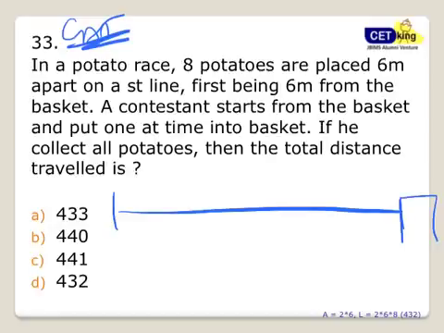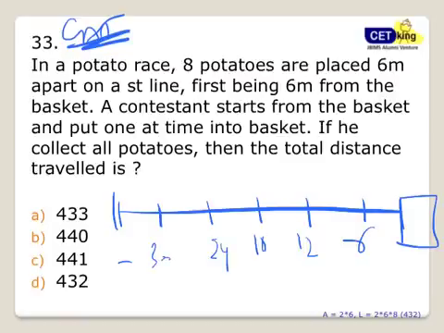This is my basket, suppose. So 6 meters, 6 meters, 6 meters, 6 meters. So 6, 12, 18, all the potatoes. If I want to collect all the potatoes, what is the total distance traveled? So total 8. So 6, 12, 18, then 24, 30, 36, I can find out all the 8. 36 के बाद 42, 48. So these are my 8 potatoes.